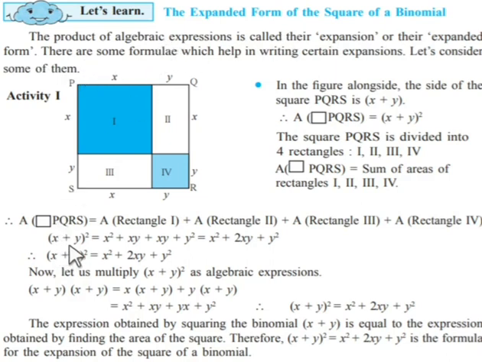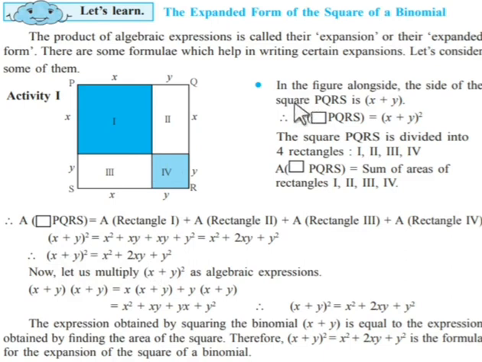Here if you consider x plus y as one of the expressions, and here it is taken square. Square means multiplying x plus y with x plus y. The product of algebraic expressions is called the expanded form. So when you take the square of the binomial, you will get the expanded form like this. According to the heading given over here, the expanded form of the square of a binomial. This is the square of the binomial and this is the expanded form of the square of the binomial. So let us see how to get it.